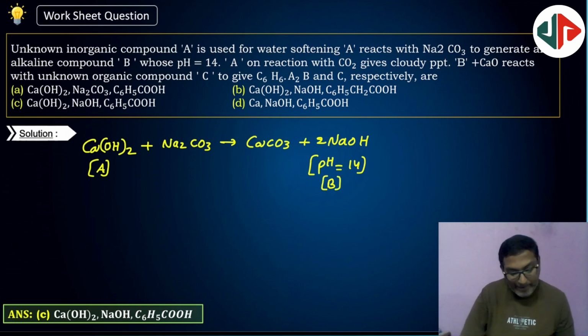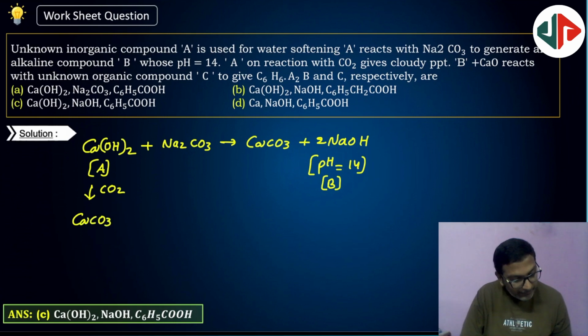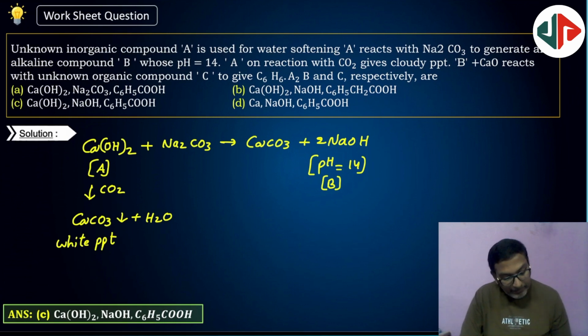Next, A on reaction with CO2. Ca(OH)2 reacts with CO2 to form a cloudy PPT. That means CaCO3, white PPT, plus H2O. Very, very important. Next, B plus CaO reacts with the unknown organic compound C to give C6H6.